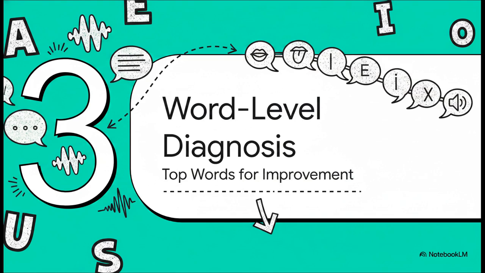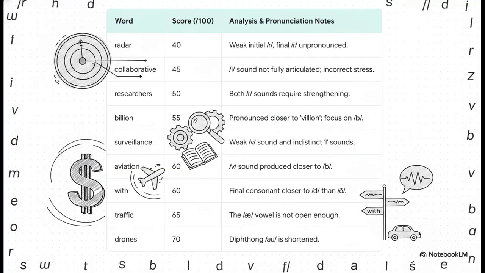And that brings us to our final section, a list of the top 10 words from your script that would be great to focus on. And this slide right here is where it all clicks into place. Look at radar at the top of the list. It's the perfect showcase of that tricky R sound we just talked about. In collaborative, you can hear that less distinct, dark L, and there's also a little something with the syllable stress.